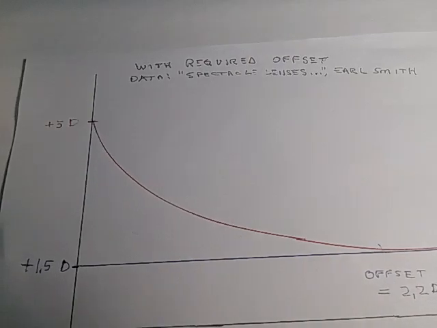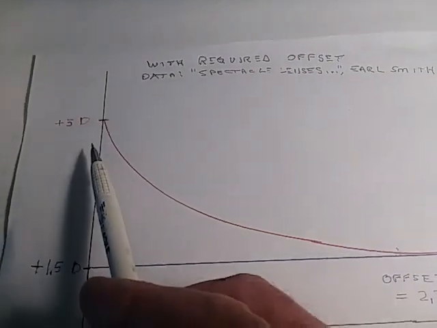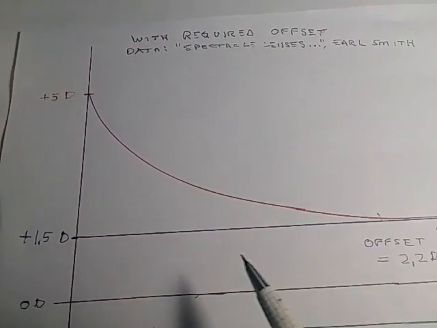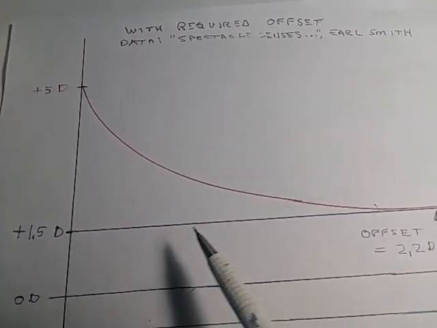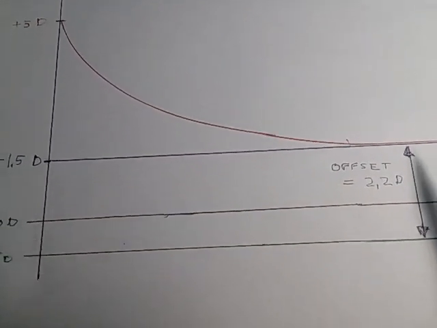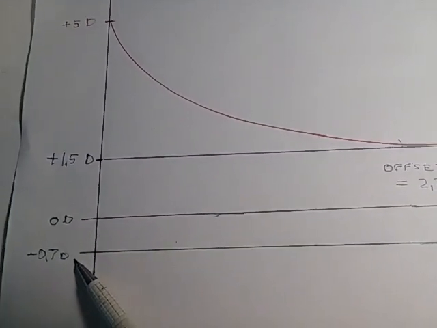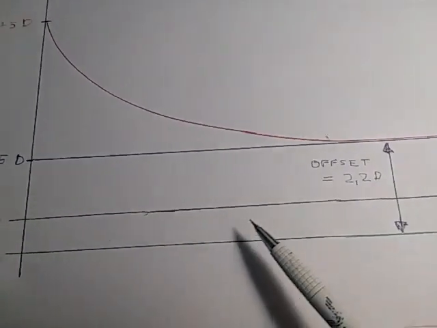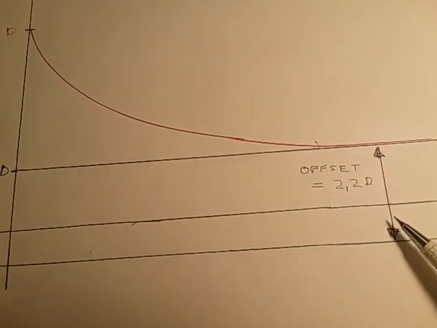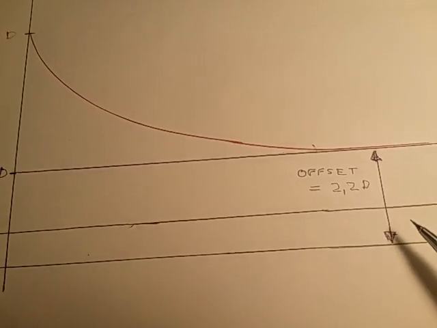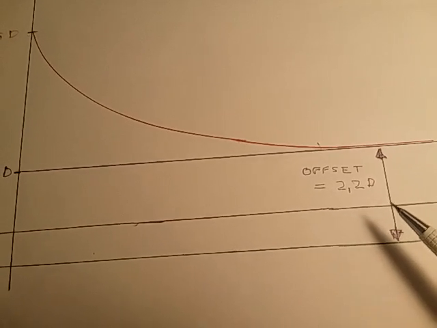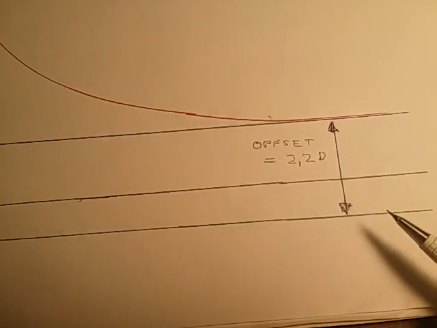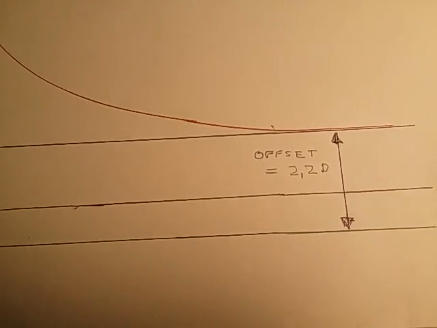Now, here we start off again with plus 5 diopters, and the refractive state comes down to plus 1.5 diopters, which is controlled by the accommodation system, which is at minus 7/10 diopters in this case. The result is that you have an offset of 2.2 diopters. After that, the refractive state will follow the accommodation signal in both directions.